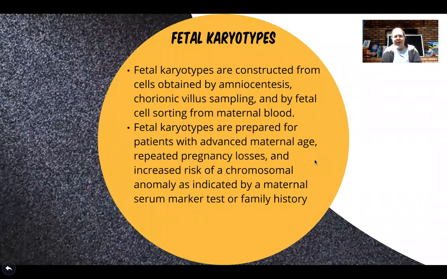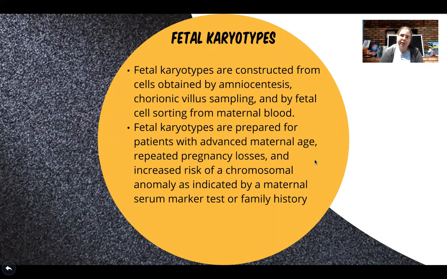So, fetal karyotypes. Fetal karyotypes are constructed from cells obtained by amniocentesis, chorionic villus sampling, and blood cell sorting from maternal blood. These are the three ways they can check, when a woman is pregnant, to make sure chromosomally there are no abnormalities to worry about. Like I said, a lot of chromosomal mutations can be very serious and even fatal. So sometimes, especially if a woman is high risk, they might do one of these methods in order to check the karyotype of her offspring.